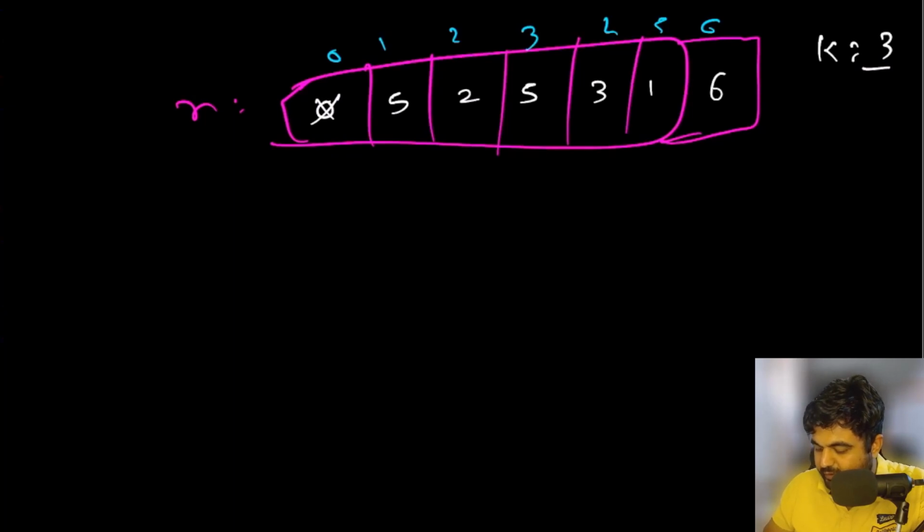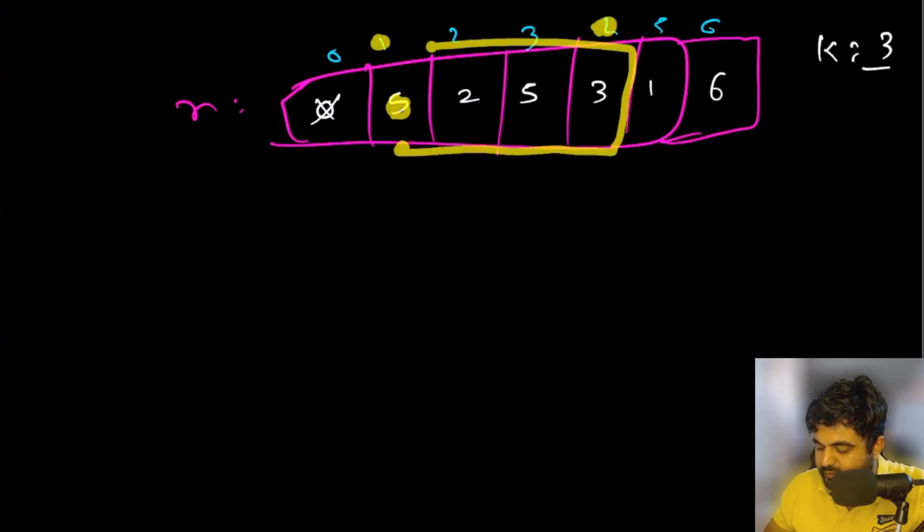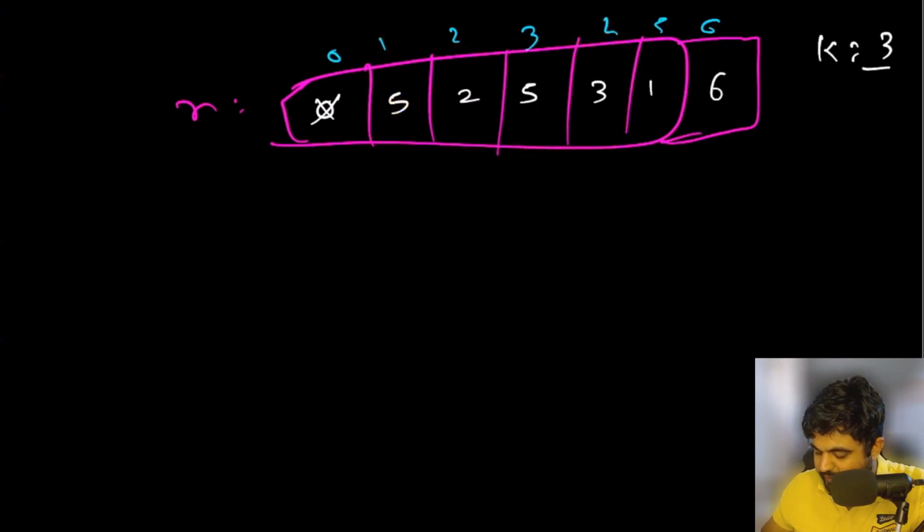In the same way, we are going to check for value number 5. Currently value number 5 is located at index number 1, which means we can compare within these portions. So for value number 5, we check this value and this value, and bingo, we find value number 5, so we can return true in this case because element number 5 exists and the difference is less than 3.